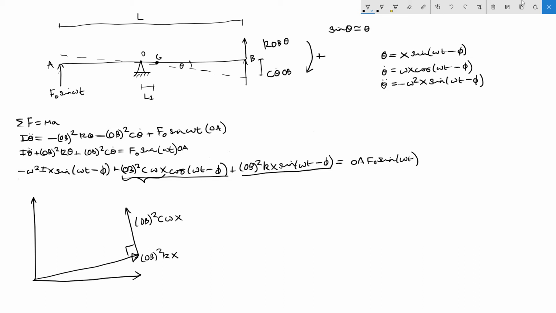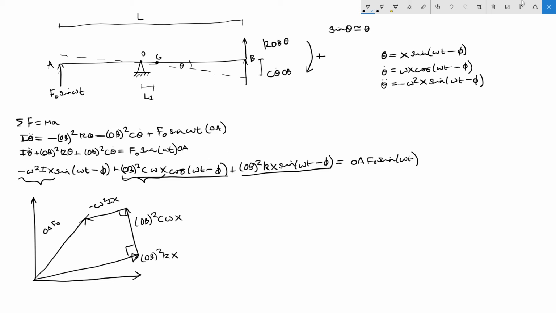I'm next going to mark on this phasor here, and now this is going to be in the negative direction, coming back towards the origin, so it's going to look something like this. And then finally we've got our sinusoidal force, which is going to close the vector polygon here, and this has a magnitude of OA F naught.